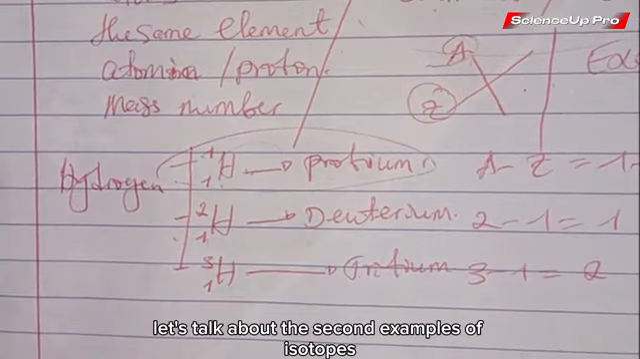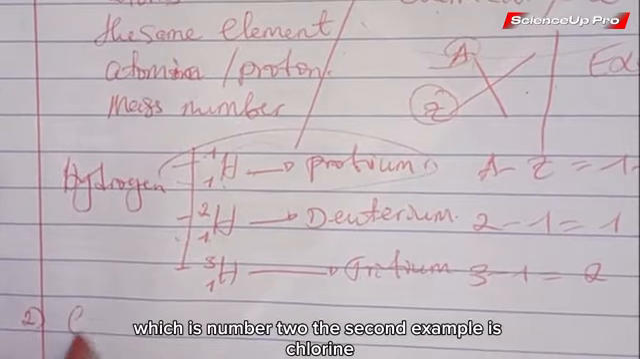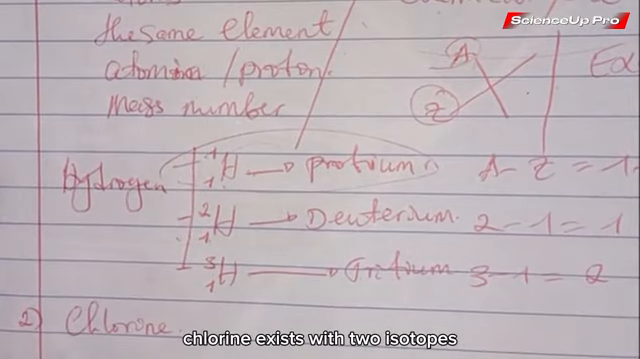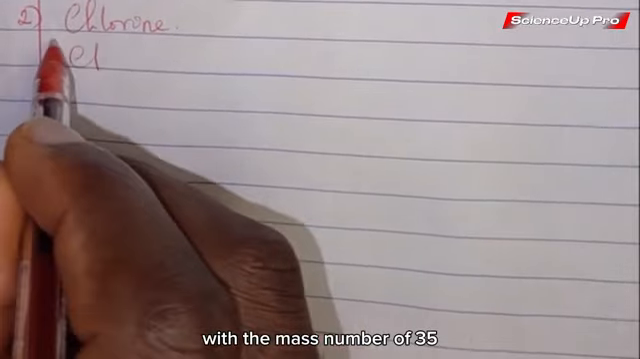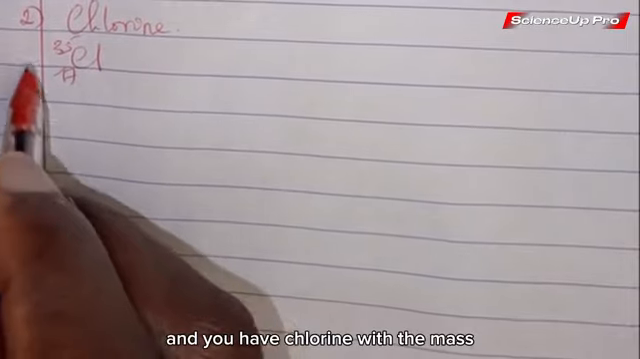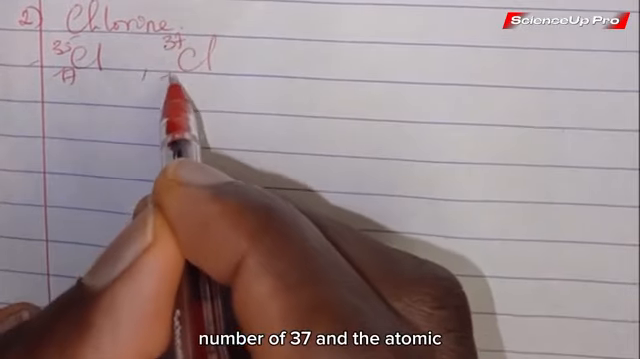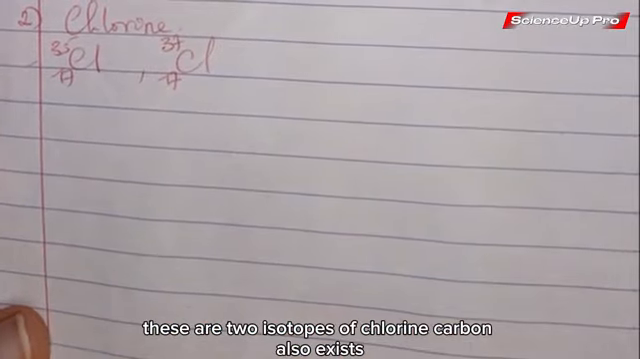Let's talk about the second example of isotopes. The second example is chlorine. Chlorine exists with two isotopes, chlorine 35 and chlorine 37. Chlorine with a mass number of 35. The proton number of chlorine is 17, right? And you have chlorine with a mass number of 37, and the atomic number or proton number remains the same, 17. These are the two isotopes of chlorine.